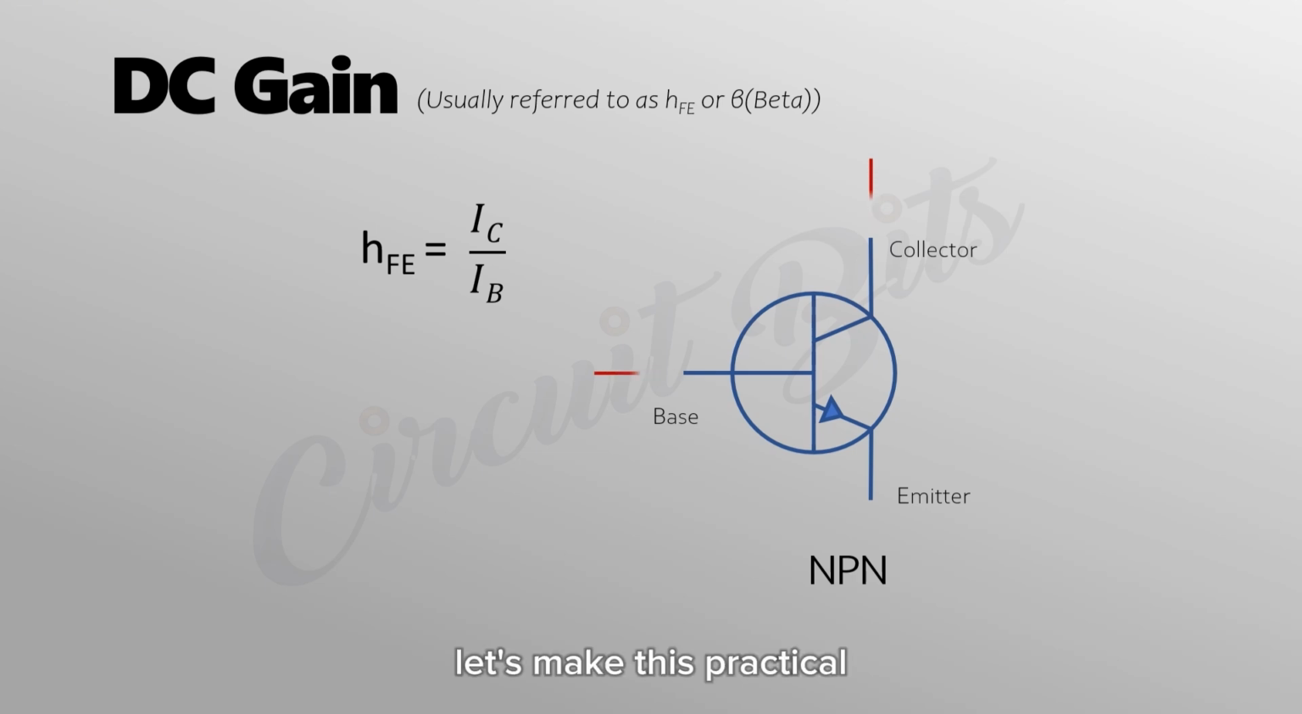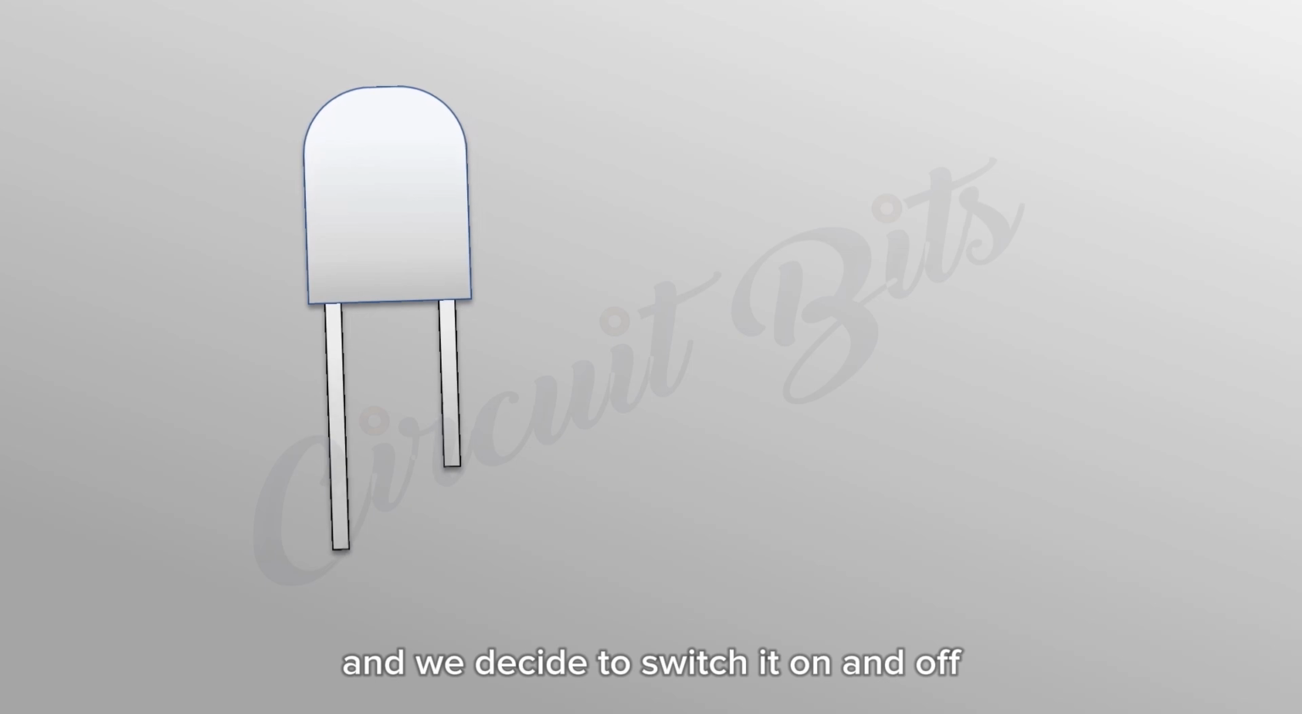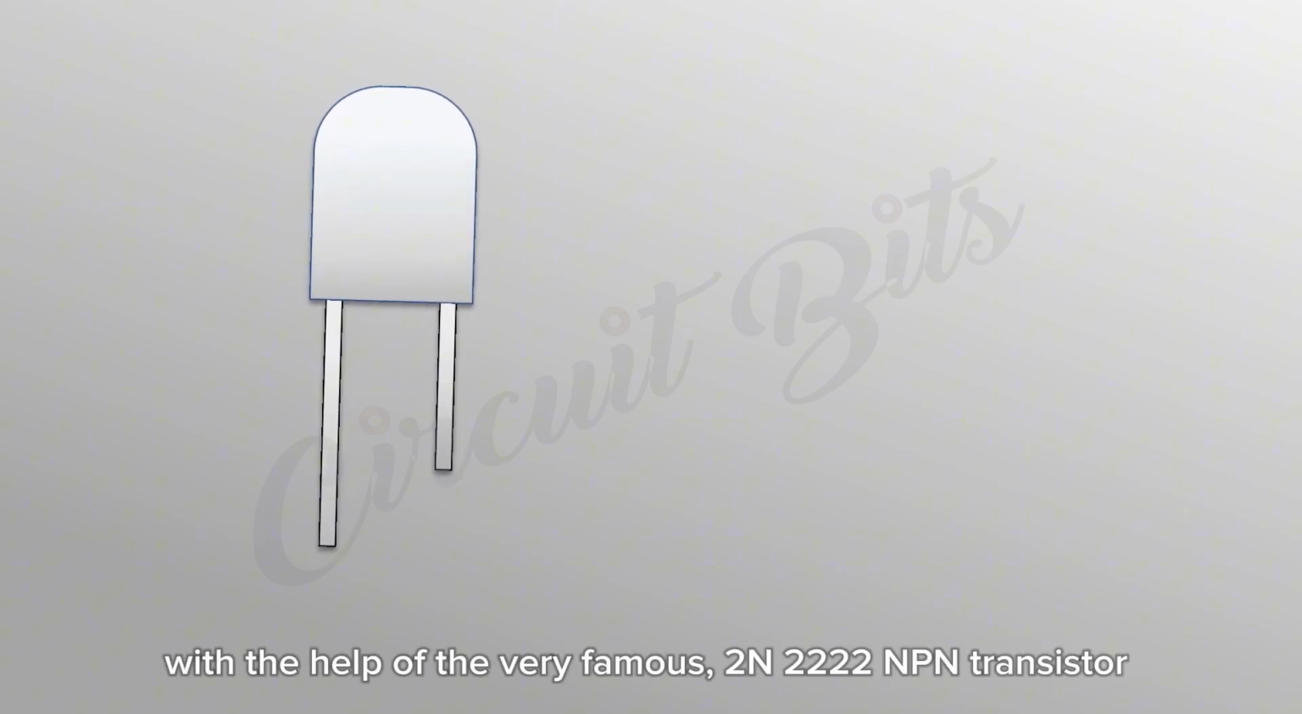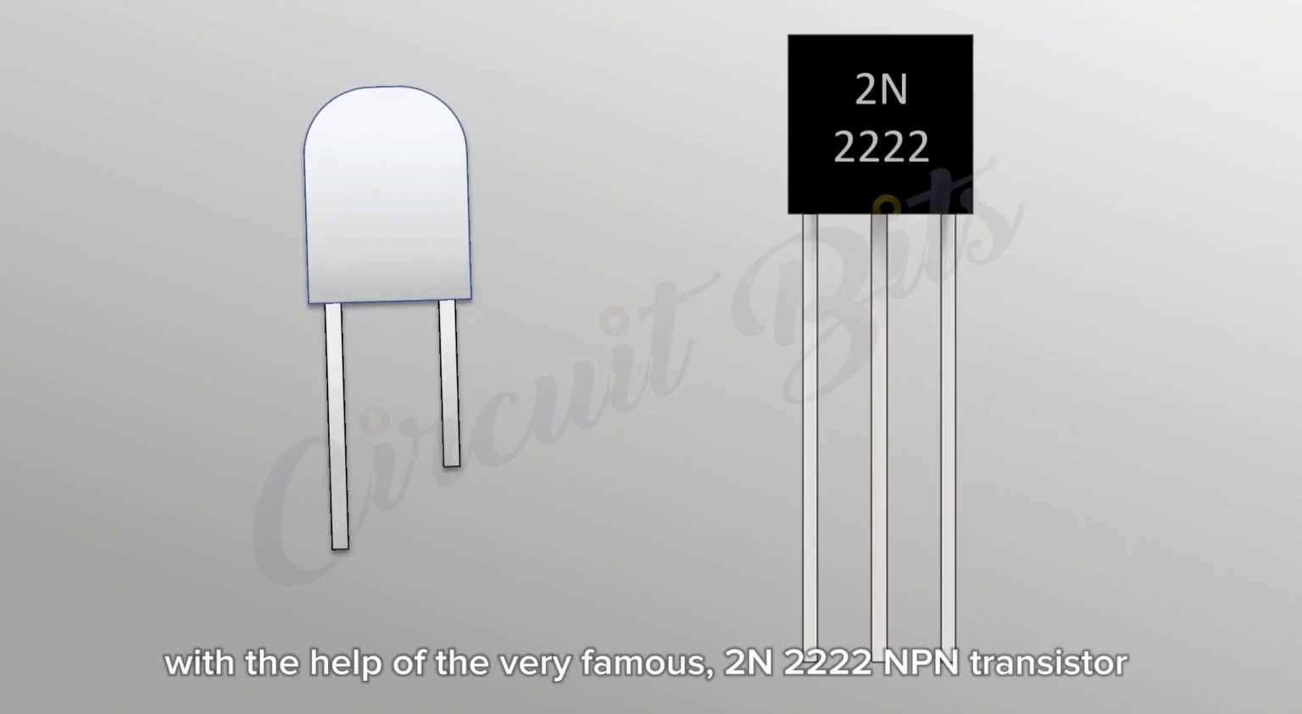Let's make this practical. We have a 3-volt LED, and we decide to switch it on and off with the help of the very famous 2222 NPN transistor.